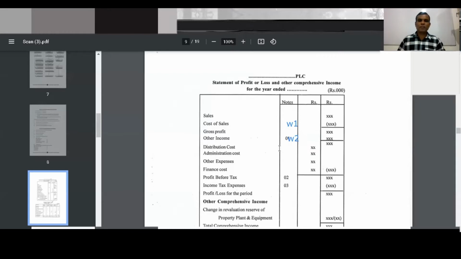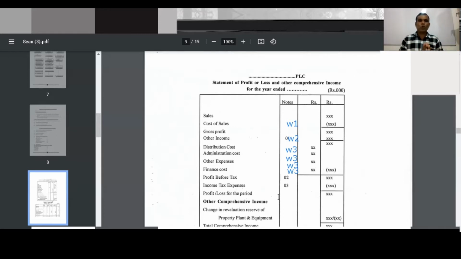Now here distribution expense, I am taking it as W number 3. W number 3 means working number 3. And then administrative expense, I'm taking it as W number 3 as well. And then other expense, I'm taking as W number 3, and then financial cost, once again W number 3. Now you have to separately find out each value by preparing a table. Understand? By preparing a table comprising distribution expense, administrative expense, other expense and financial expense.